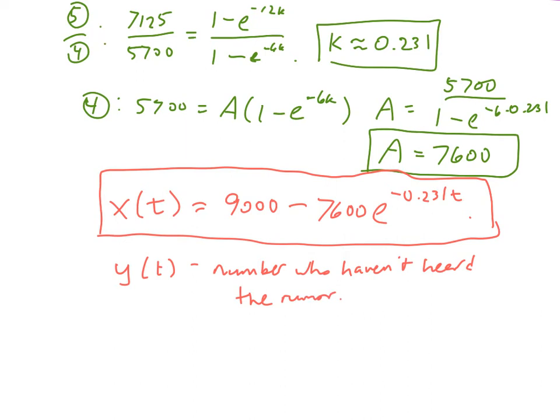And if you think about how x of t was built, x of t was just the population minus this other number here. So if you want to know how many people haven't heard the rumor, it's just going to be the population minus this whole thing here. It's going to be minus population minus all this, and the population was 9,000. So that means that the number of people who haven't heard the rumor, who are uninfected at time t, is just 7,600 times e to the negative 0.231 t. And that is actually a straightforward exponential decay situation.